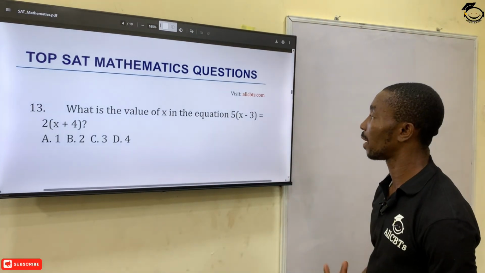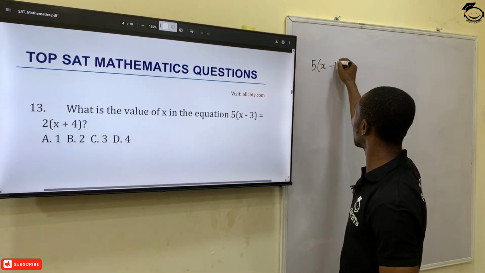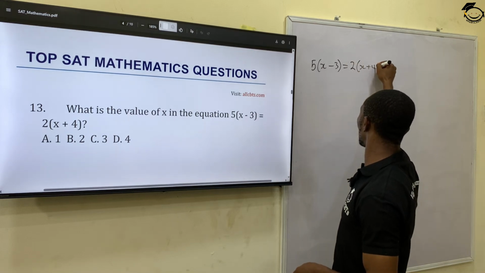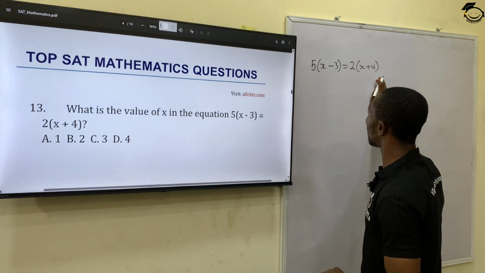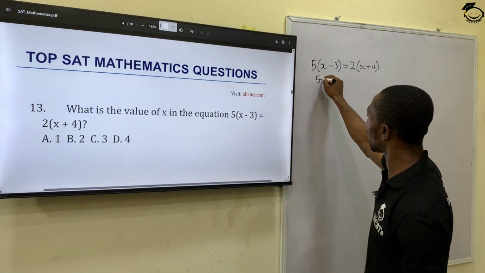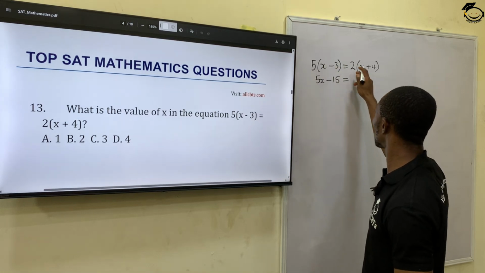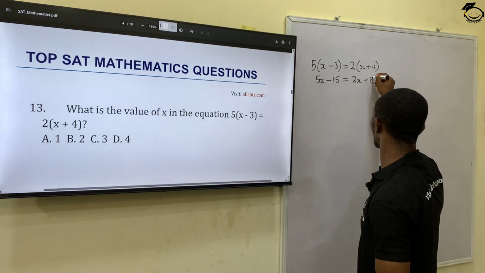What is the value of x in the equation 5 bracket x minus 3 equals 2 bracket x plus 4? Alright, now in solving this out, this will open up our bracket. This becomes 5x minus 5 times 3, 15, equals 2 times x, 2x, 2 times 4 plus 8.